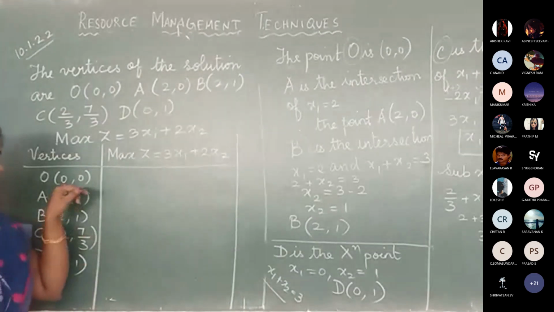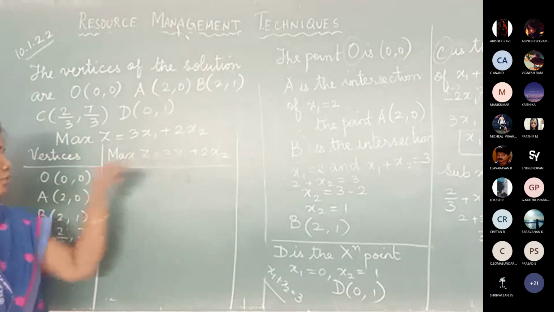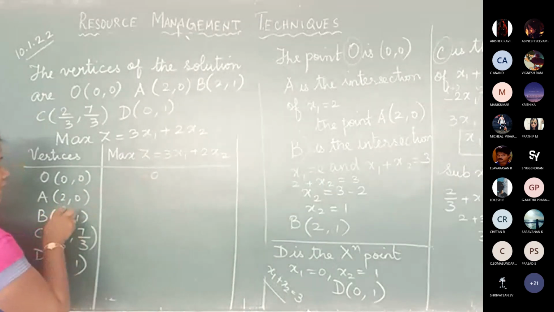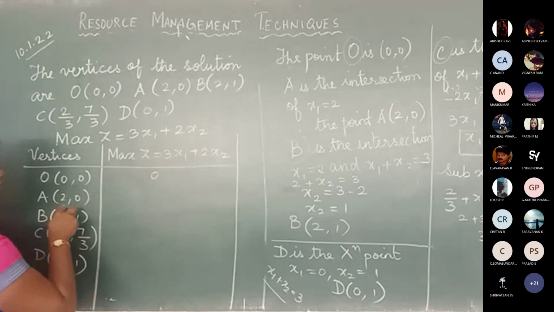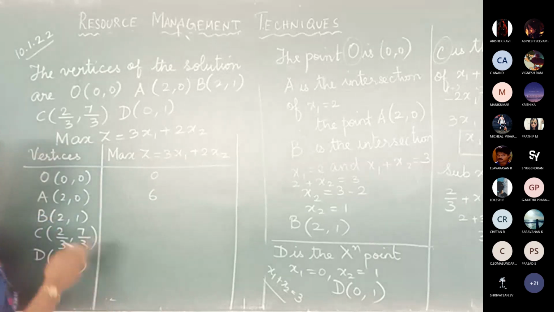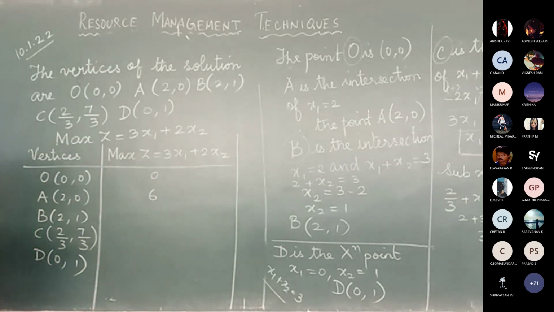In your max Z, you have to substitute instead of x1, 0, and instead of x2, 0. So when you substitute here, it becomes 0. Next, for A, if you substitute, x1 is 2, so it will become 6. Your x2 is 0. Similarly, find out for all the values.